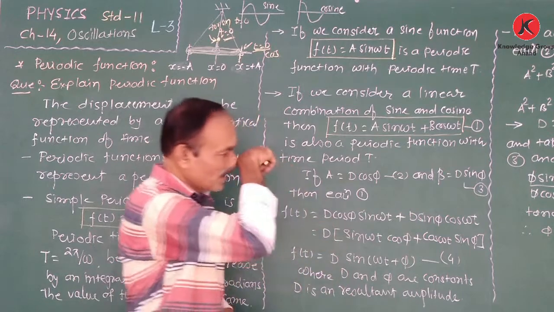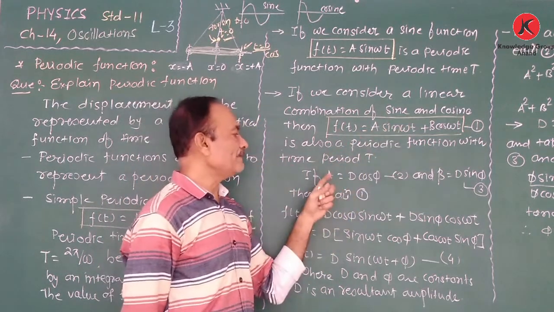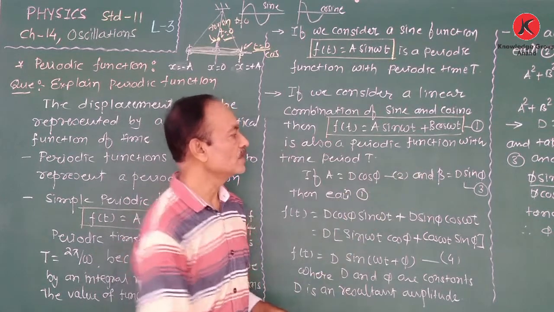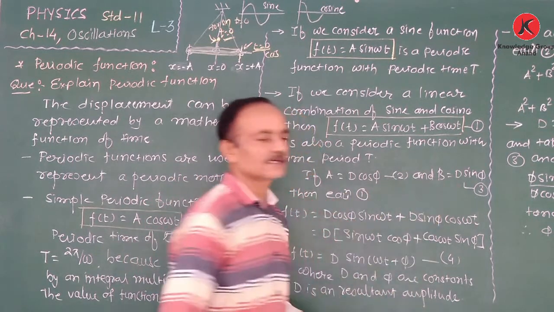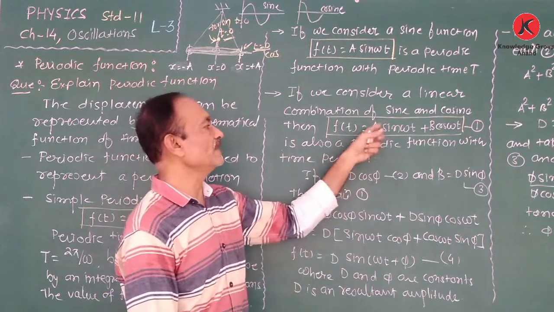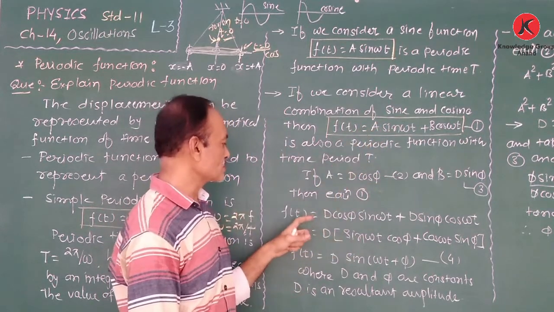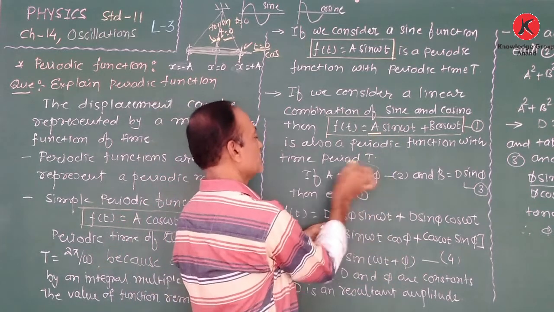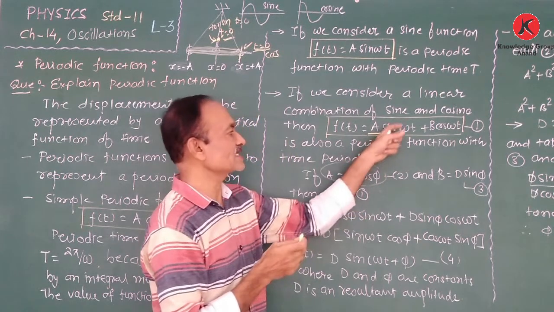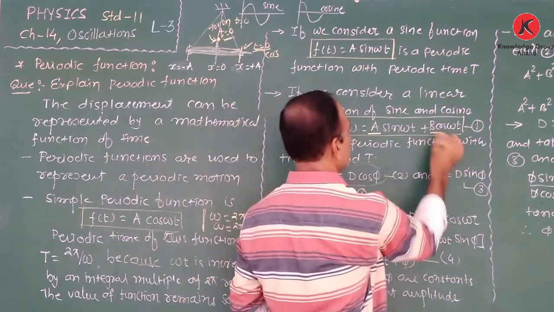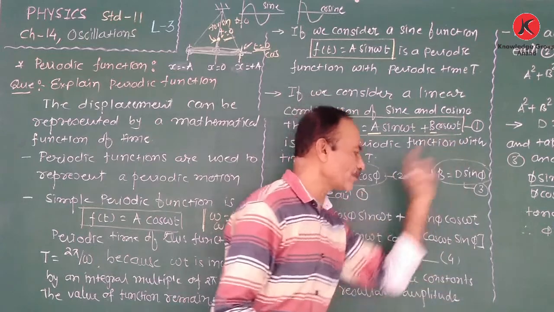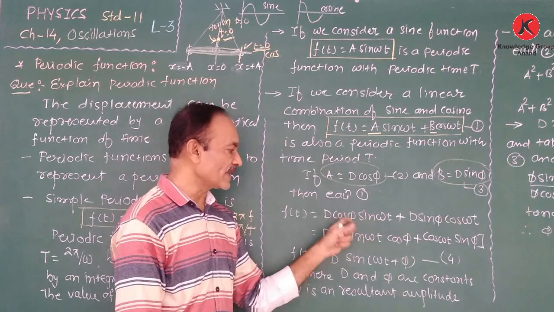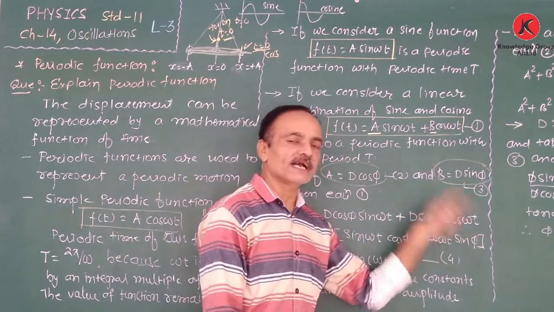Okay. Now, as we consider A is equal to D cos phi and B is equal to D sin phi, substitute the values of A and B in equation 1. What's happened? f(t) is equal to, instead of A, we substitute D cos phi, sin omega t, plus, instead of B, we substitute D sin phi, cos omega t. In both terms D is common, therefore D times sin omega t cos phi plus cos omega t sin phi.